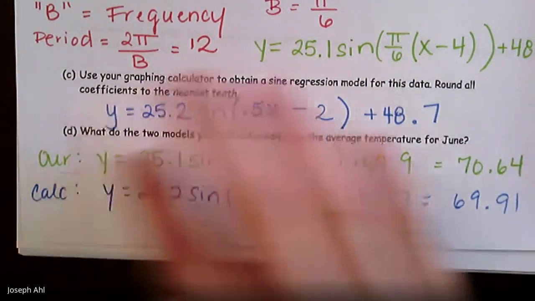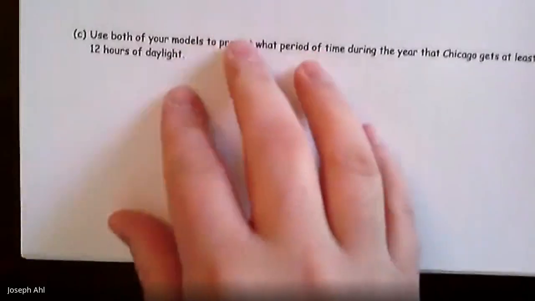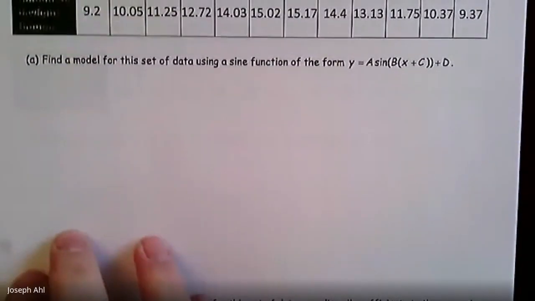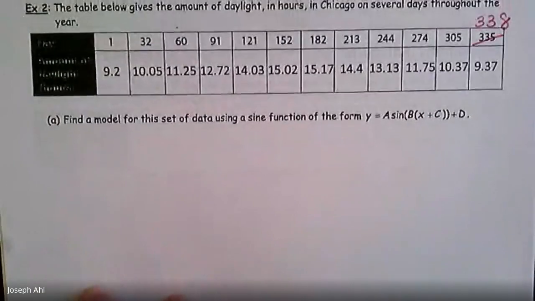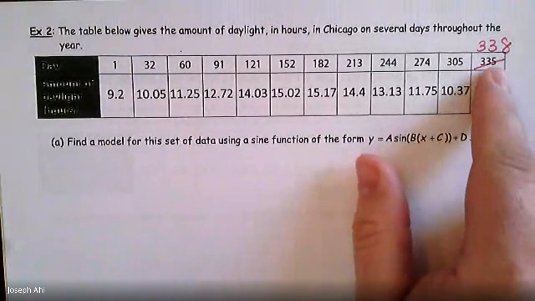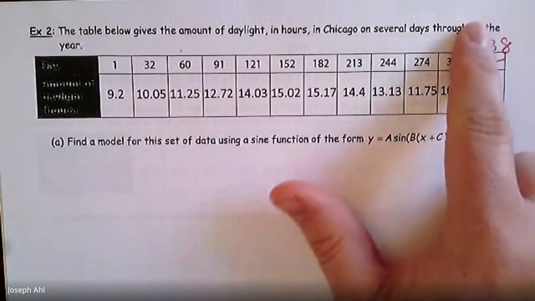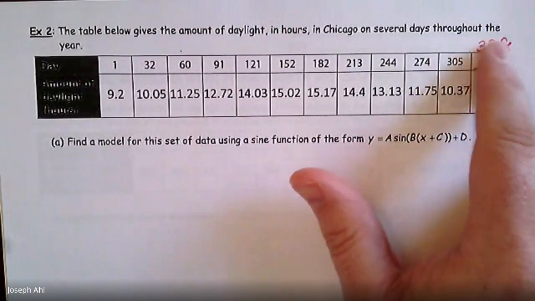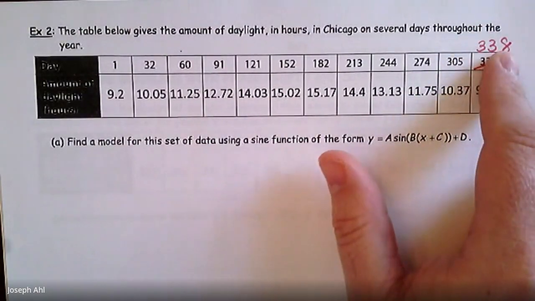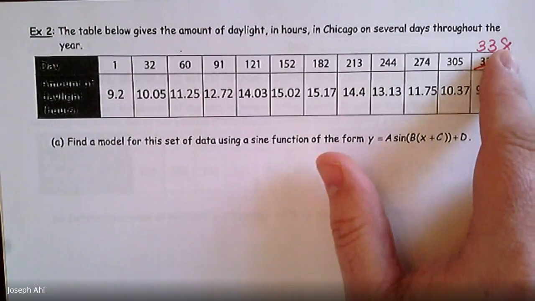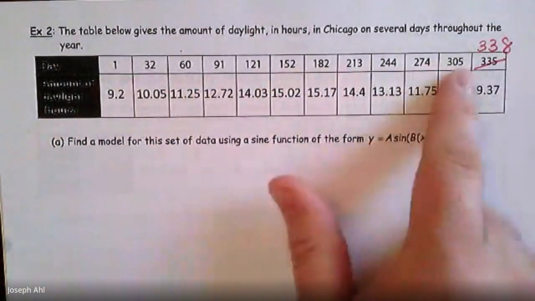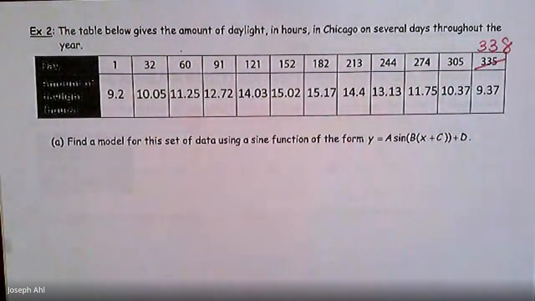All right, I want you to go ahead and try the one on the back on your own. So we talked about the logic that we used to find the values of A, B, C, and D on the front. Notice how on the back, I actually want you to make one quick fix. For 335, that was a typo. It should be day 338. These are days within a year, and then the number of hours of daylight that Chicago has.